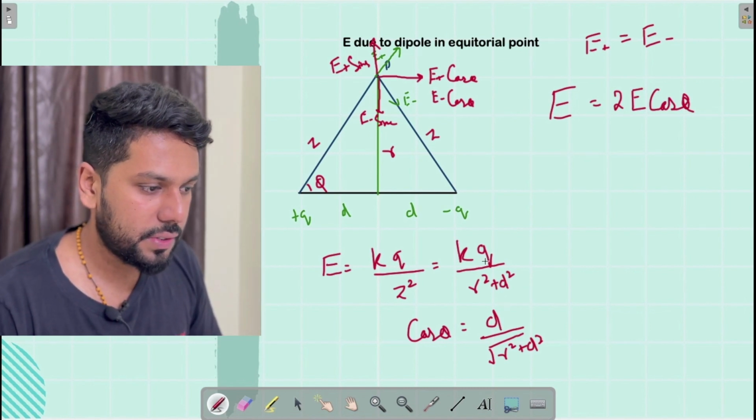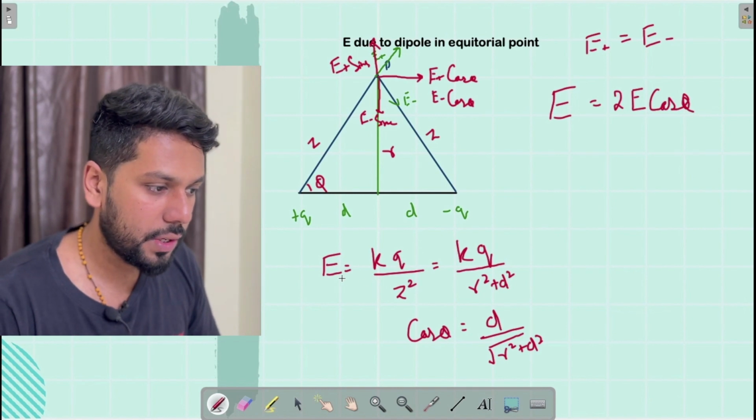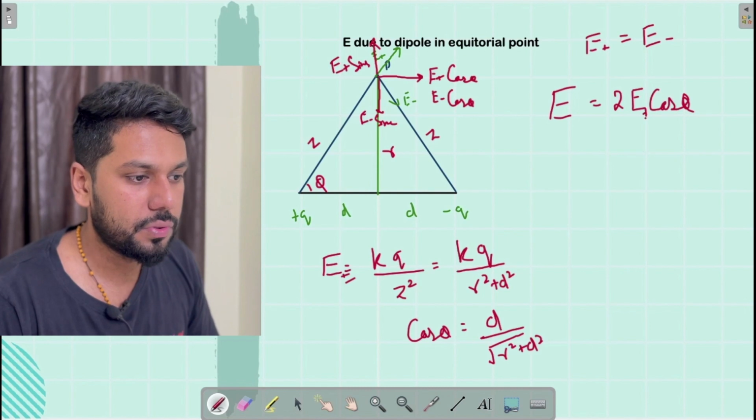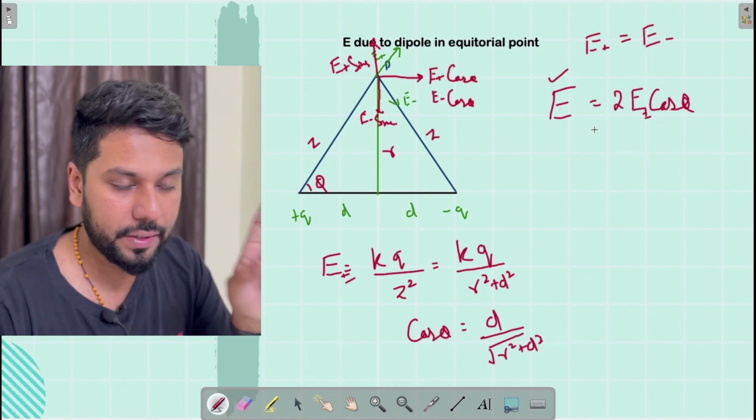So my cos theta is also ready, my E value is also ready. Okay, my E due to positive and negative is ready. Now I'm just going to substitute that positive and negative E here and find the total electric field.